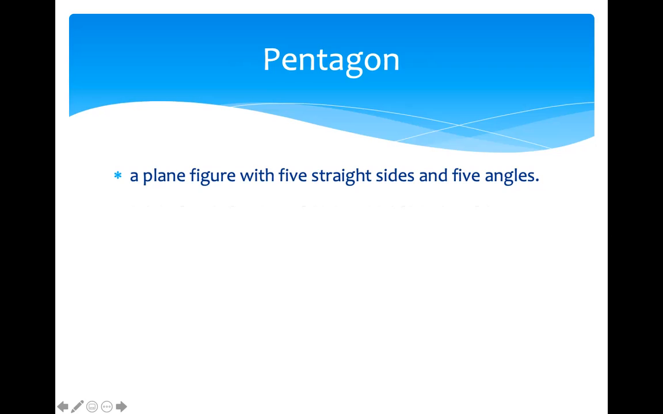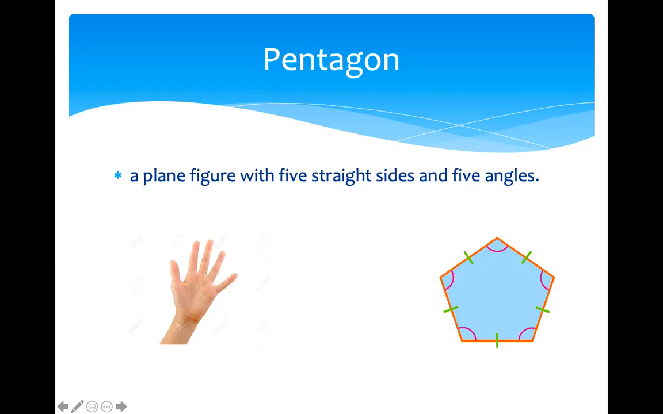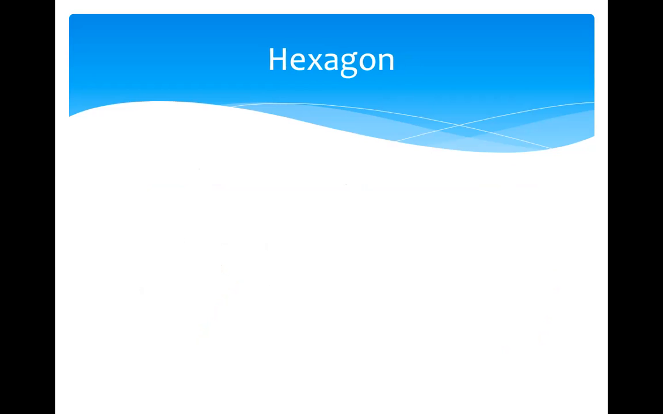Pentagon. A plane figure with 5 straight sides and 5 angles. Okay, so how many fingers do we have, children? Very good. We have 5 fingers in one hand, right? So here we go. Let's count this. 1, 2, 3, 4 and 5. Hence it's called a pentagon. Can you repeat after me? Pentagon. Bravo. Let's move to the next one, which is hexagon.